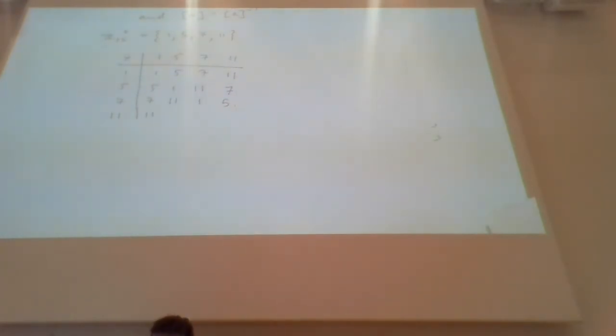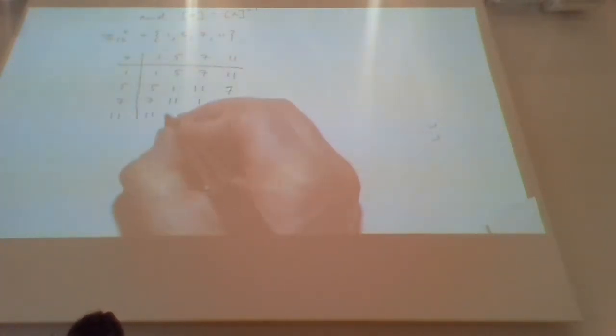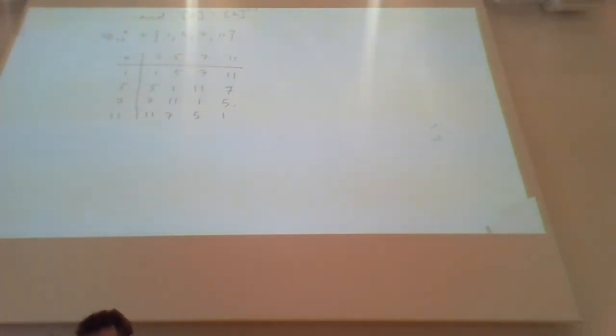And finally 11, well, multiplying by 11, 11 is minus 1 mod 12. So multiplying by 11 is the same as multiplying by minus 1. So it's just going to reverse the order of everything there in the column headings. So 11 by 5 is going to be 7, 11 by 7 is going to be 5, and 11 by 11 is going to be 1.